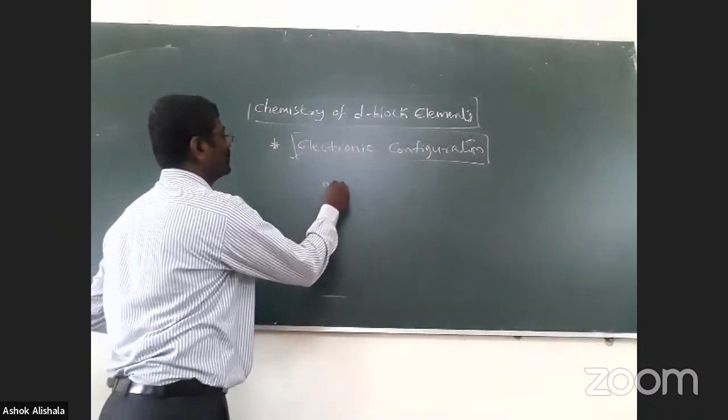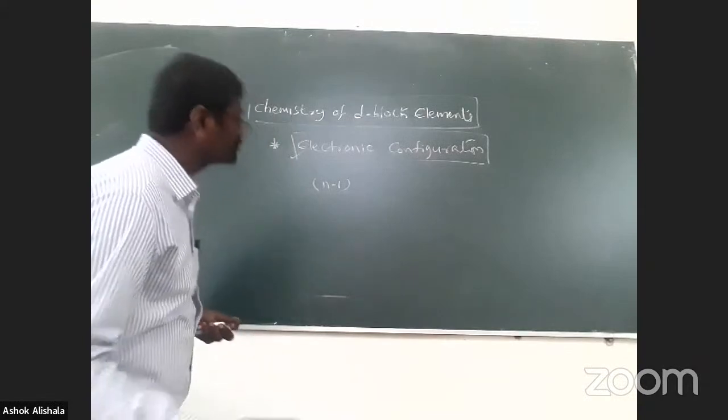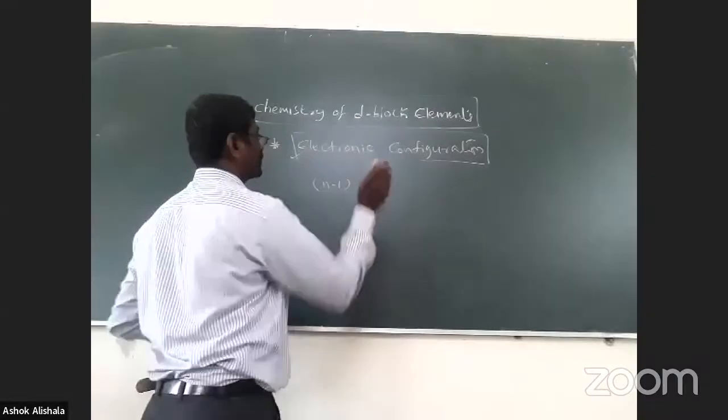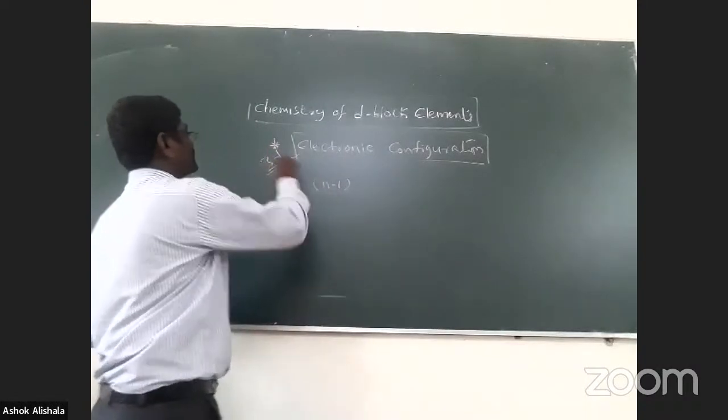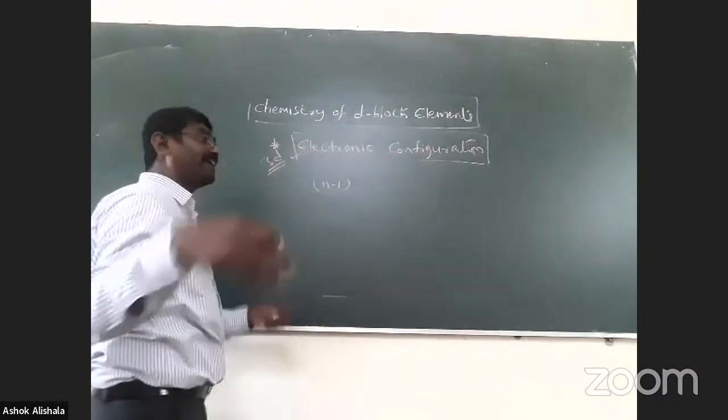Any one of you? 4s2 3d 1 to 14? Right. Okay. So you are telling for the 3D series. Very nice. So the general electronic configuration for any D block.